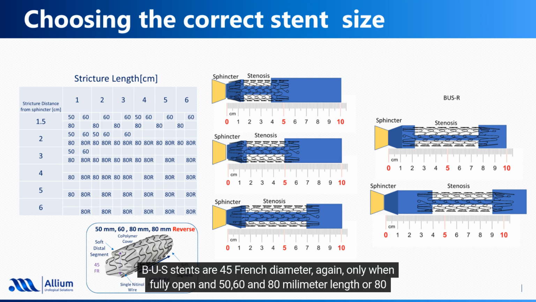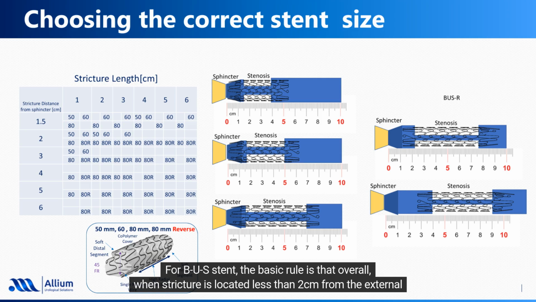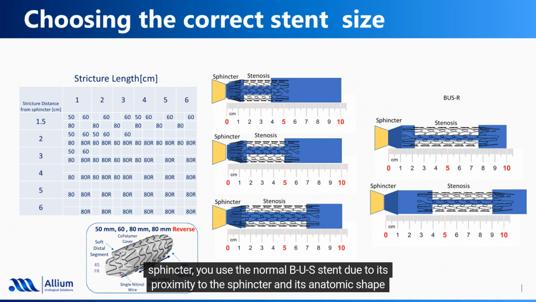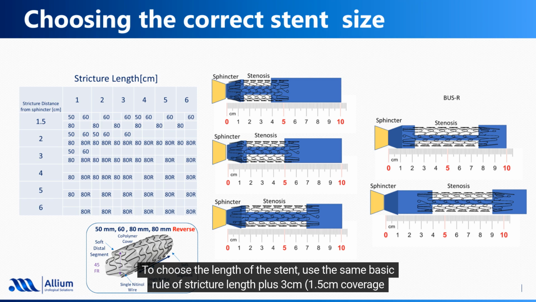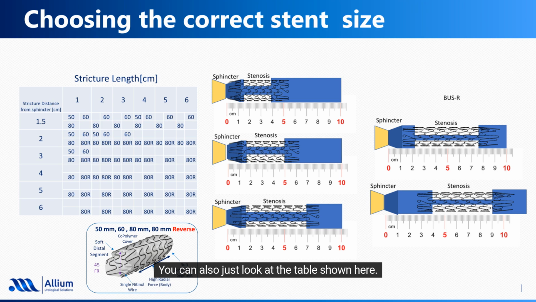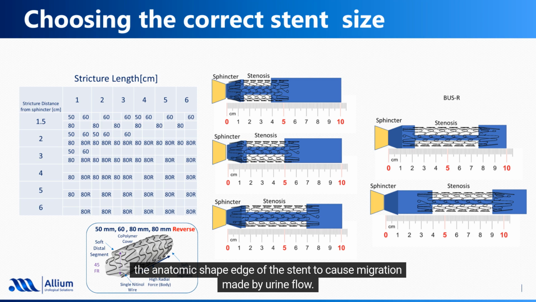BUS stents are 45 French diameter, again, only when fully open, and 50, 60 and 80mm length or 80mm reverse. For BUS stent, the basic rule is that overall, when the stricture is located less than 2 cm from the external sphincter, you use the normal BUS stent due to its proximity to the sphincter and its anatomic shape in the edge that fits the sphincter. To choose the length of the stent, use the same basic rule of stricture length plus 3 cm, 1.5 cm coverage of each side of the stricture. You can also just look at the table shown here. For strictures located longer than 2 cm from the external sphincter, please use BUS reverse, as you don't want the anatomic shape edge of the stent to cause migration made by urine flow.